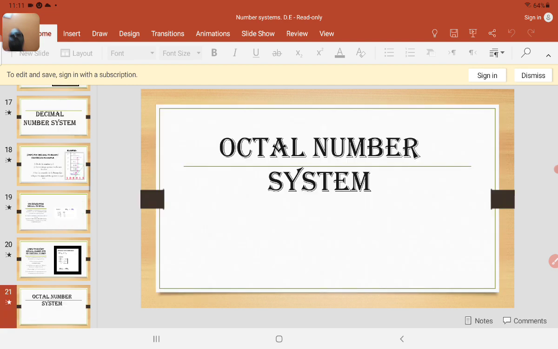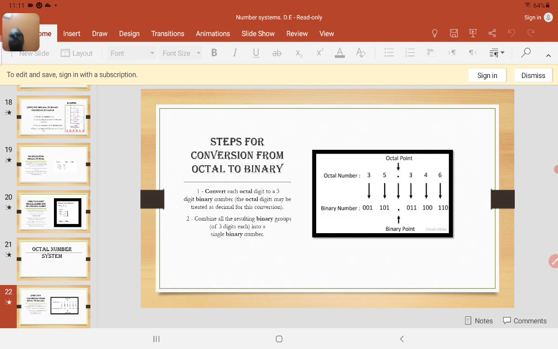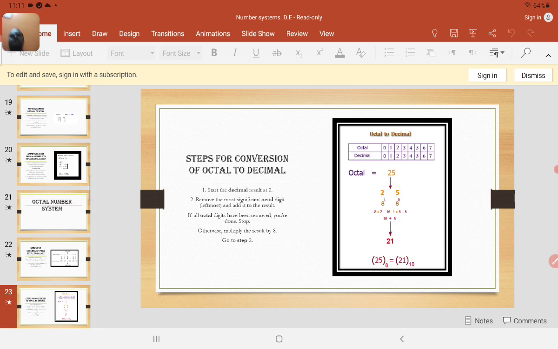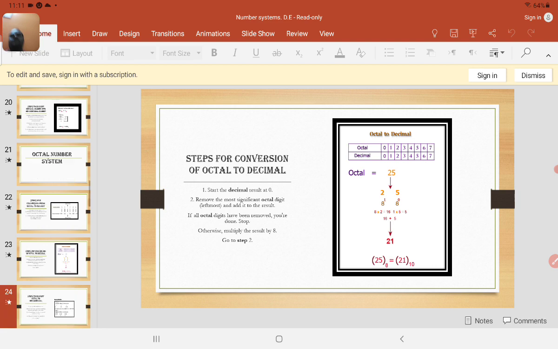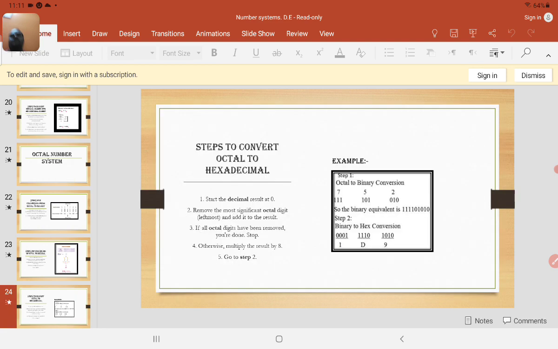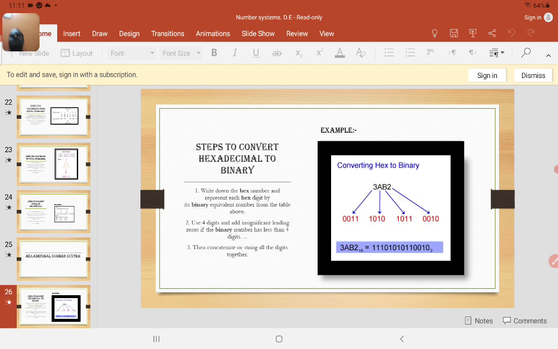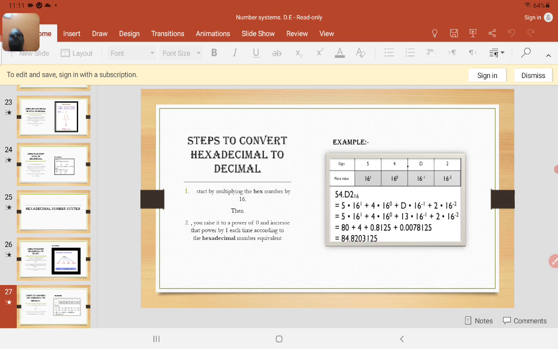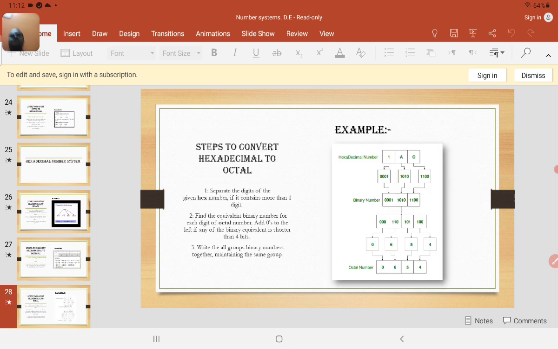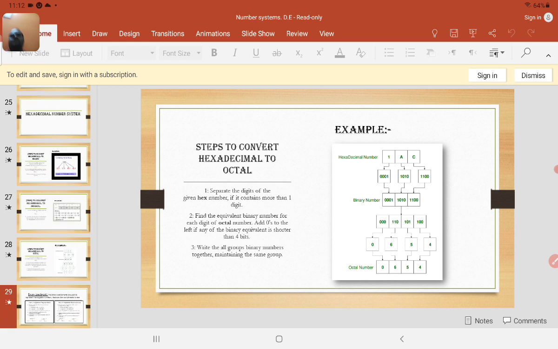Here the octal number system is given. How to convert an octal number into a binary number, into a decimal number, and into a hexadecimal number. Then the hexadecimal number system: how to convert hexadecimal into binary, and this also has an example. Next, how to convert a hexadecimal number into the decimal number system, and into the octal number system.